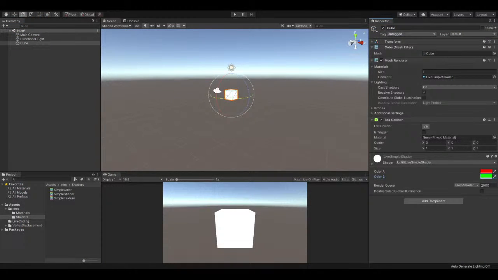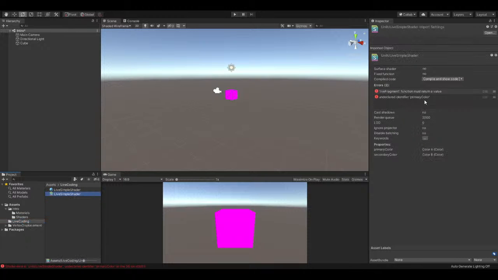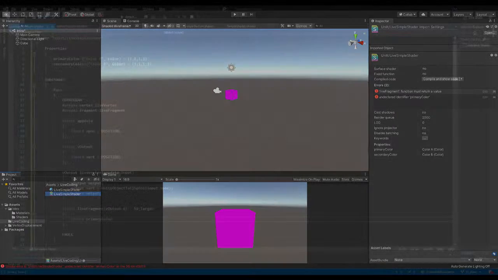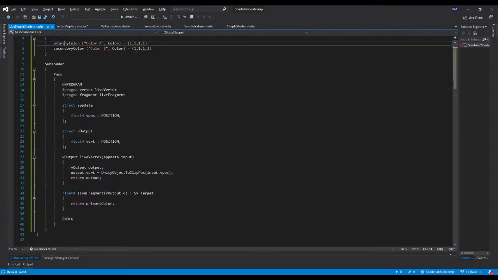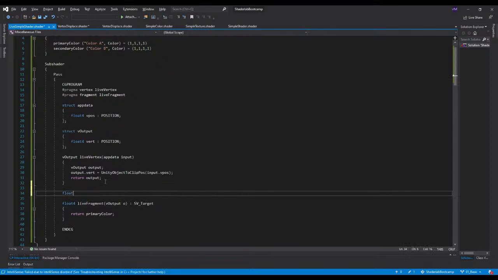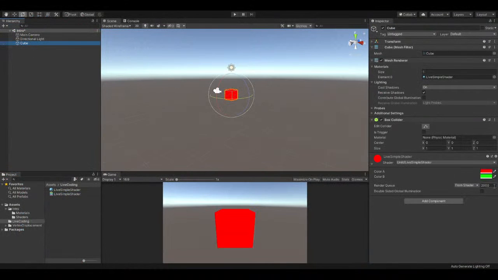When we transition to Unity, we get an error. And what is that error? Undeclared identifier. That means we have to somehow tell this pass to use that property. How are we going to do that? In the CG program, we have to define it here. So float4 primary color, and we transition to Unity, and the primary color is all here, red.